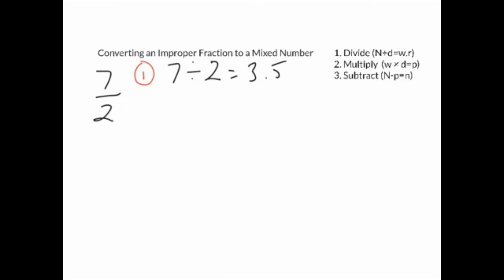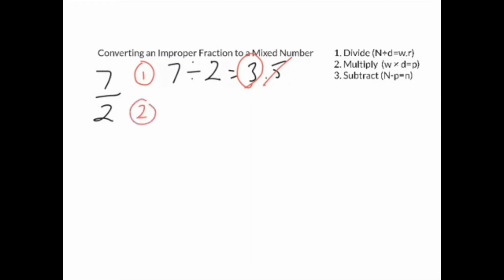And we can see that I've listed that as the numerator divided by denominator is equal to W decimal R. And what that W decimal R means is that the W is our whole number, and that's what we're going to be using to create our mixed number. And the decimal 5 is a remainder that we can ignore.